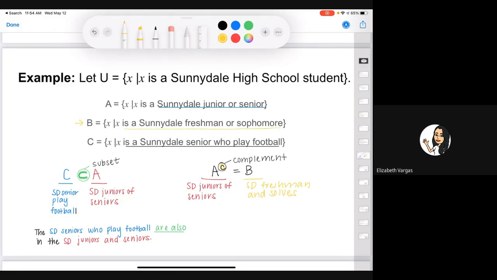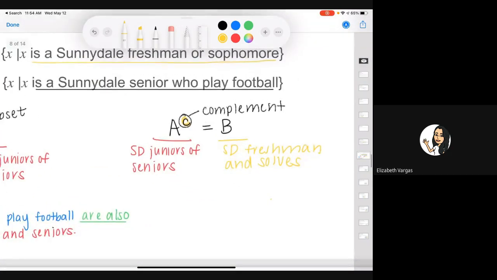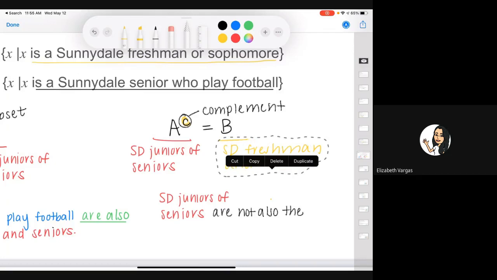So basically what I need to be able to do is understand what a complement means. The complement basically tells me that the relationship does not exist between those two. So I would say that the Sunnydale juniors and seniors do not include the Sunnydale freshmen and sophomores. So are not also the Sunnydale freshmen and sophomores.